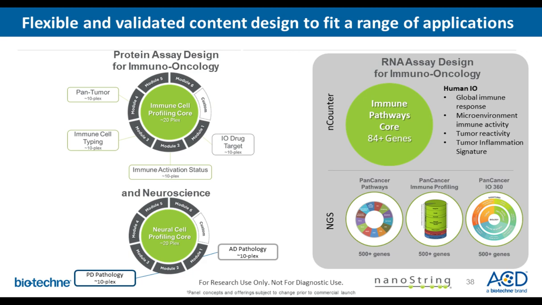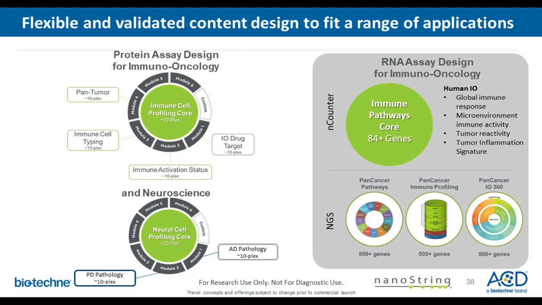But importantly, you can add custom content. So if you have an IHC validated antibody, it could be an antibody that's very proprietary to your research, your drug target, that's fine. We can put a unique DNA barcode on it, validate it, and then spike it into the panel. And so you can add custom content as well.